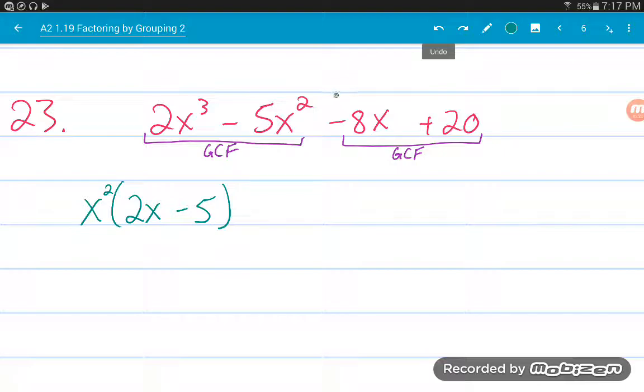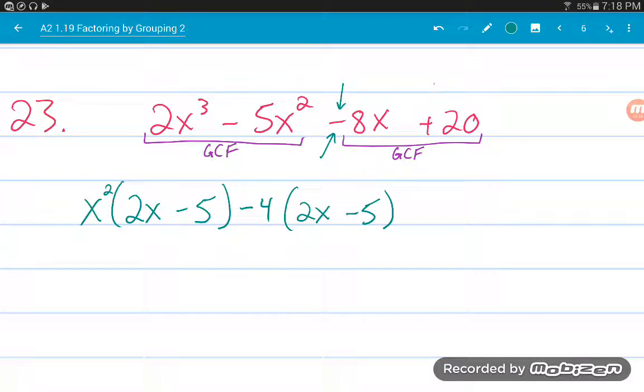Now I need the GCF of the second group. This sign right here being a negative, the first sign on the pair, that being a negative tells me that I'm going to factor out a negative. So what's a number that can go into 8 and 20? The answer is 4. But I'm going to factor out a negative 4 because that's what this sign here suggests that I do. When I factor out a negative 4, it's going to leave me with a 2x minus 5.